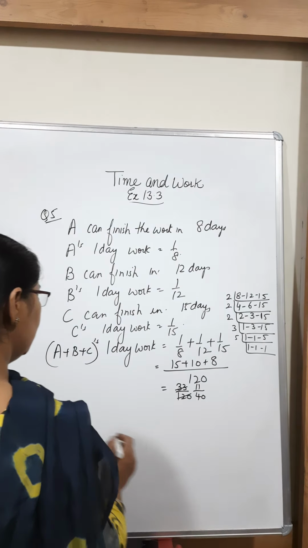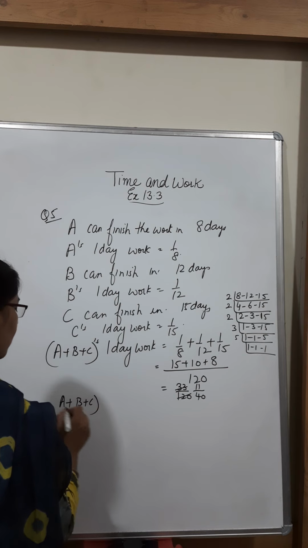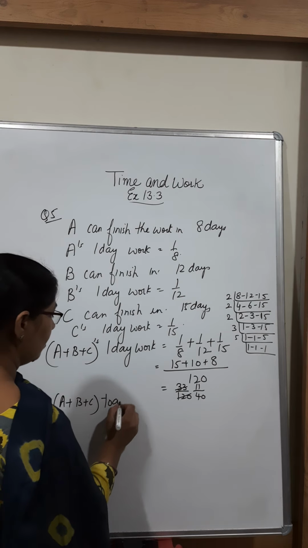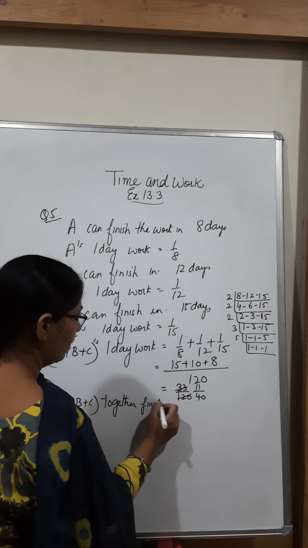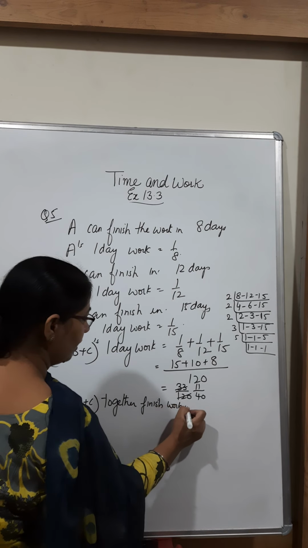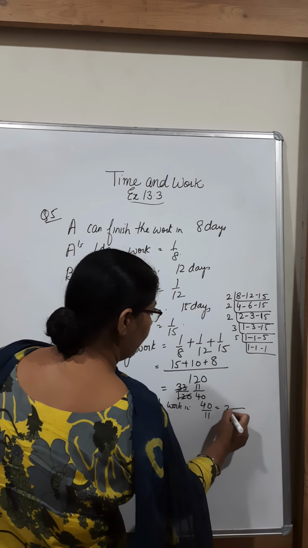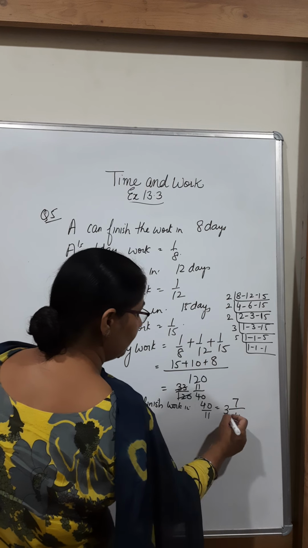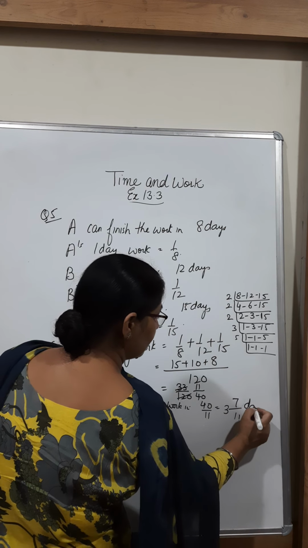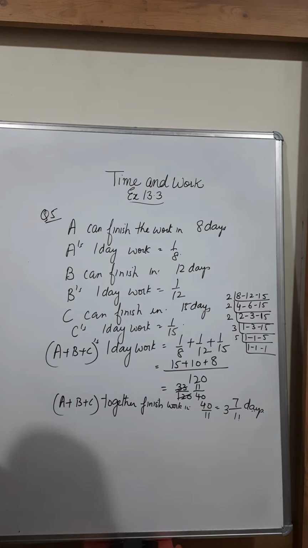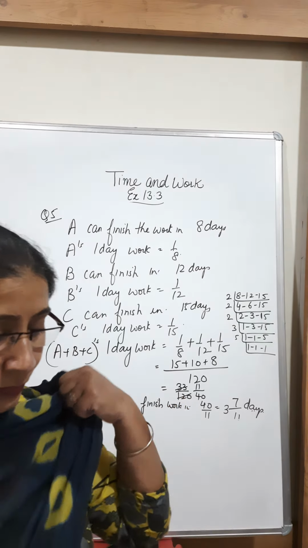11 by 40. So A plus B plus C together, if they all work together, finish the work in 40 by 11, which is equal to 3 and 7 by 11 days, since 11 3s are 33 and 7 remains. So if they all work together, they can finish the work in this much time.